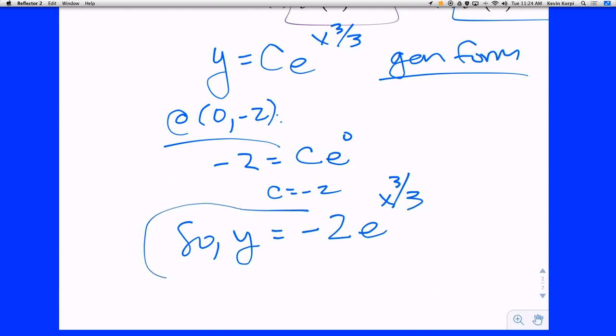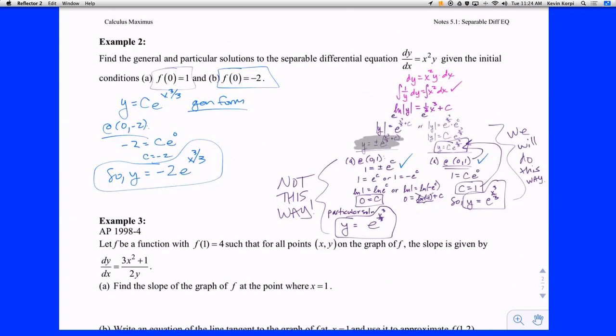And if you had done it the other way, you would have to then test the point again after the fact to decide if it was positive or negative, because you wouldn't have a c out front. Your c would be a different c that would be absorbed up in the exponent. So remember, a sum or a difference in an exponent is the same as a constant multiple out front. That's kind of an important thing to remember.